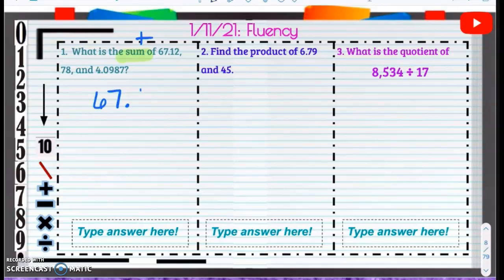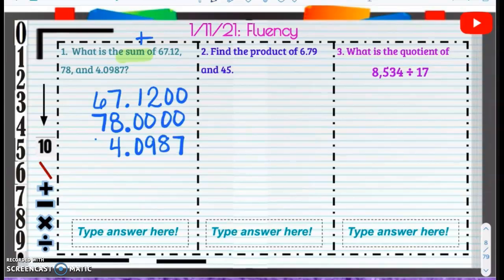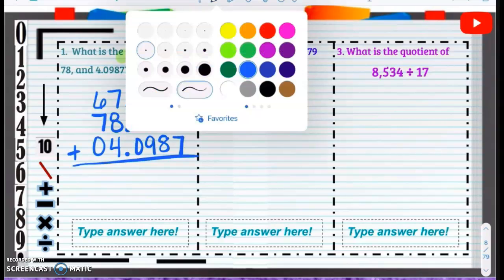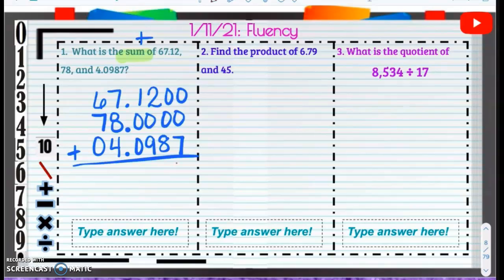67 and 1200ths, 78 and 000ths, and 4 and 0987. We can put in placeholder zeros here as well if you'd like to, and we're going to add them up. All right, so let's add. 0 plus 0 plus 7 is 7, 0, 0, 8 is 8, 9 plus 2, 9, 10, 11. 1 plus 1 is 2.